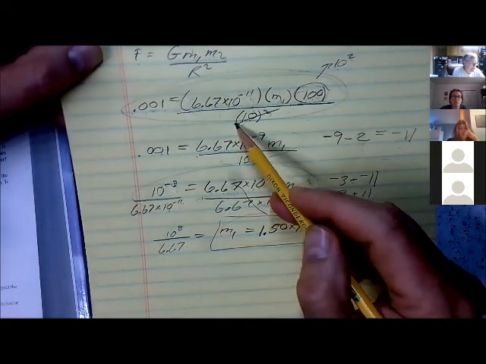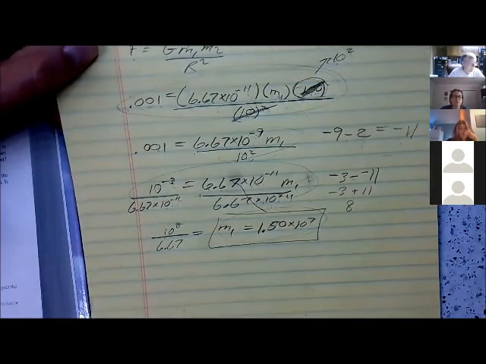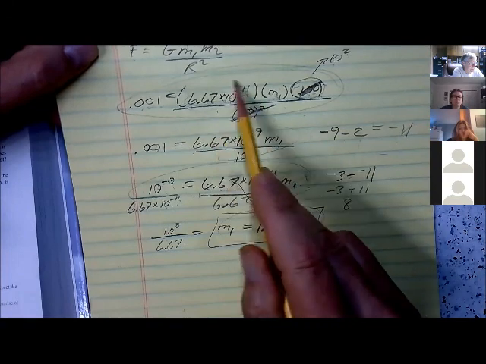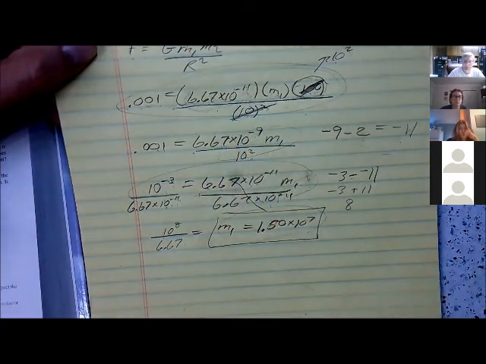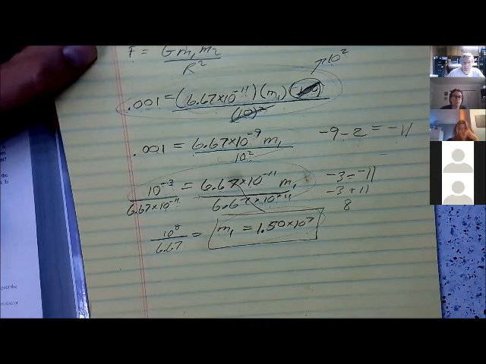So you can, 10 squared is 100, so you can cancel that. You can do that. And then just divide both sides by this, and you find out what the answer is. Okay, I got it.